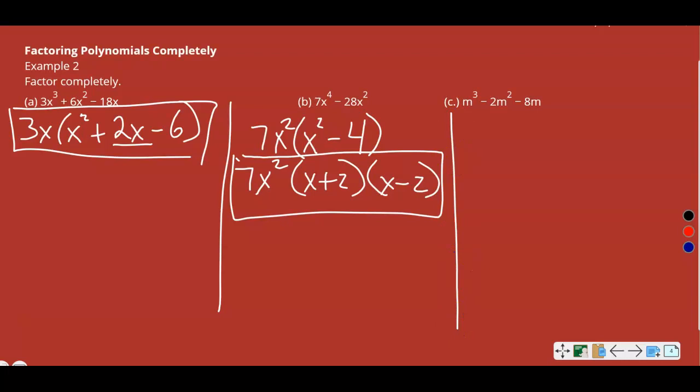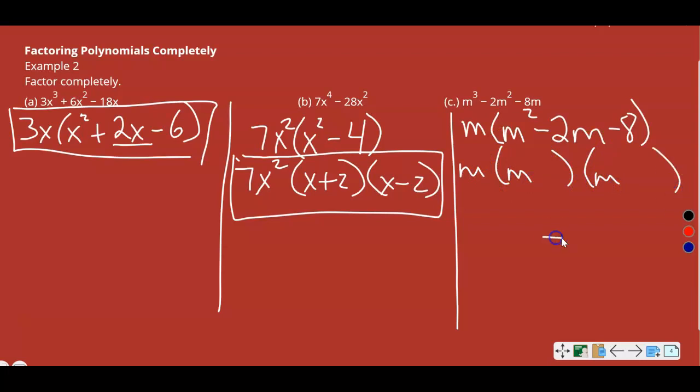All right, the last one, m cubed minus 2m squared minus 8m. I can factor an m out, and that's it. When I factor an m out, I'm left with m squared minus 2m minus 8. Again, I want to see if I can factor this further.